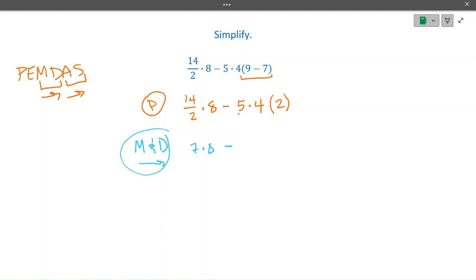And now we have 5 times 4, which is 20 times 2. Okay, and now we're going to do multiplication and division again because we still have multiplication and division. So now we have 7 times 8, which is 56, minus, okay, I'm keeping my operator the same. That subtraction sign stays there for now. 20 times 2, which is 40.